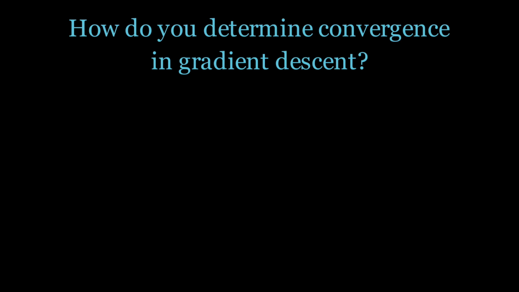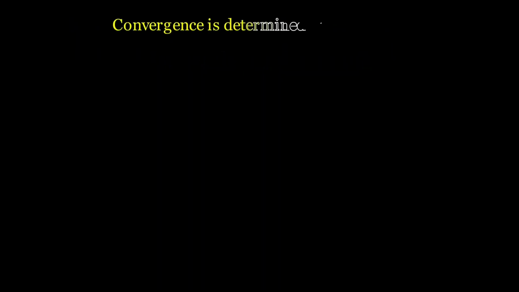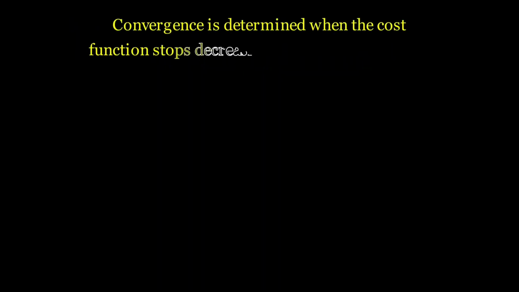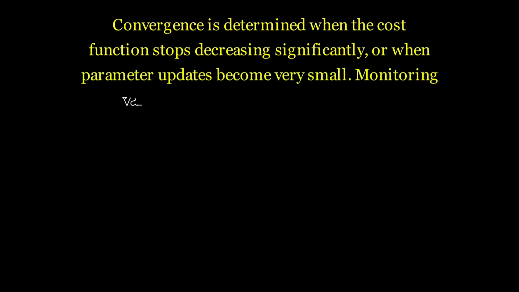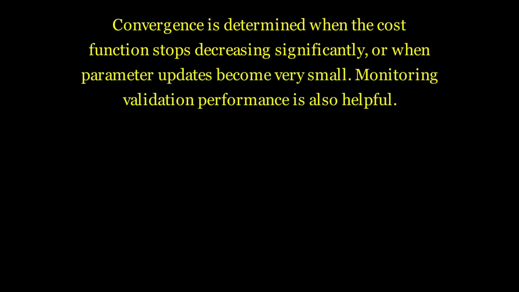How do you determine convergence in gradient descent? Convergence is determined when the cost function stops decreasing significantly or when parameter updates become very small. Monitoring validation performance is also helpful.